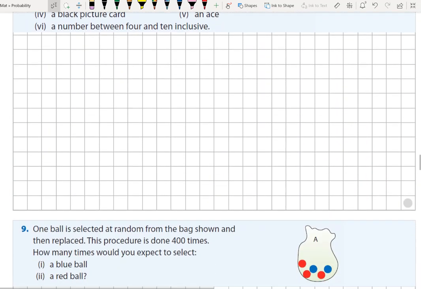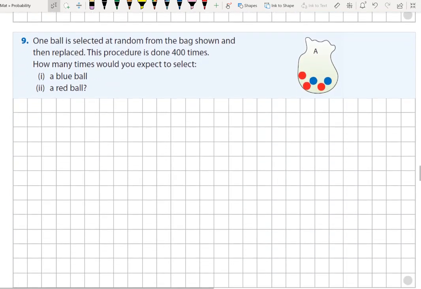Now we've missed question 9 and we're done. One ball is selected at random from the bag shown and then replaced. This procedure is done 400 times. How many times do you expect to select a blue ball? So you have 2/5 multiplied by 400.